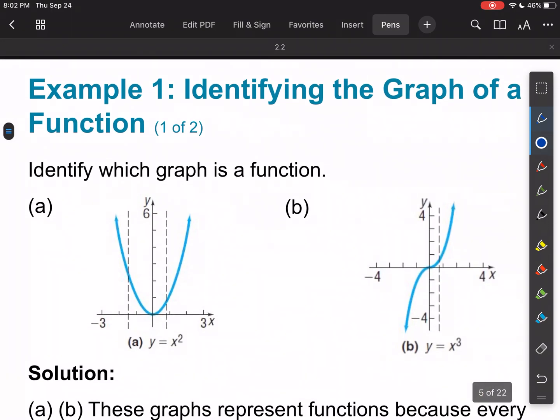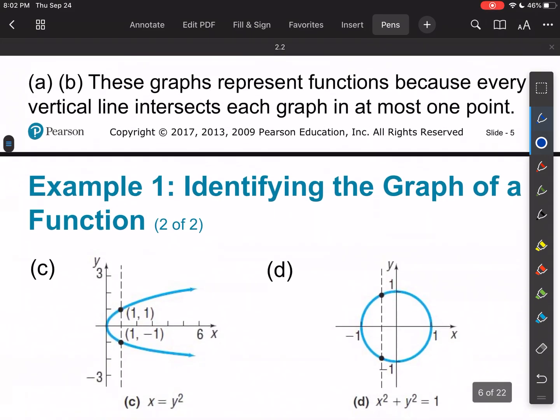So example 1 just has us identify if a graph is a function. So here the vertical line test works. This is a function. Same thing here. Any vertical line you draw, no matter where you draw it, right, it only hits the graph in one place. All right, so A and B are both functions.